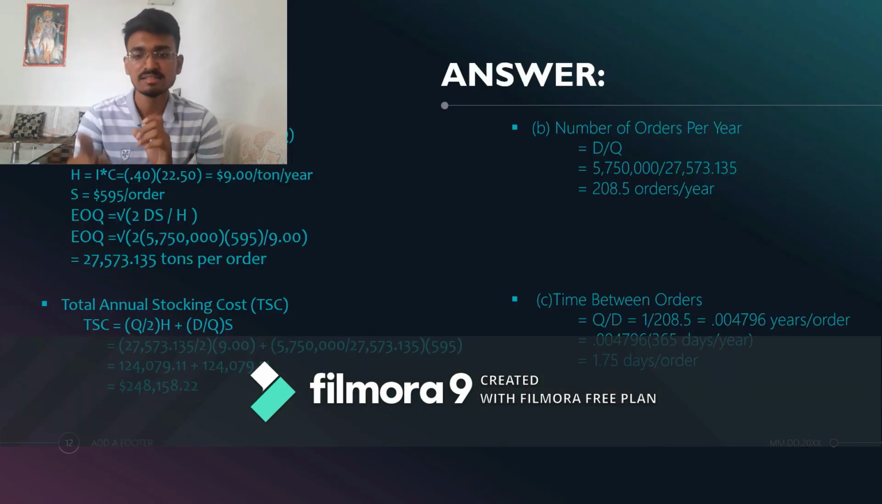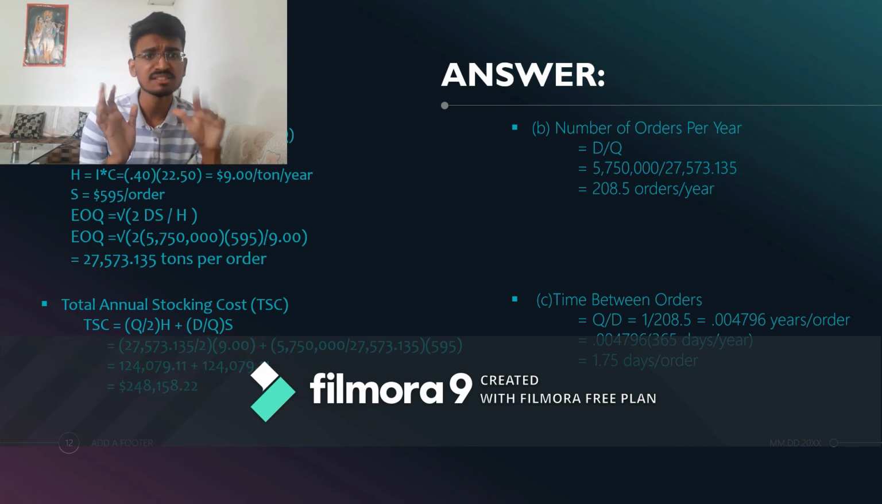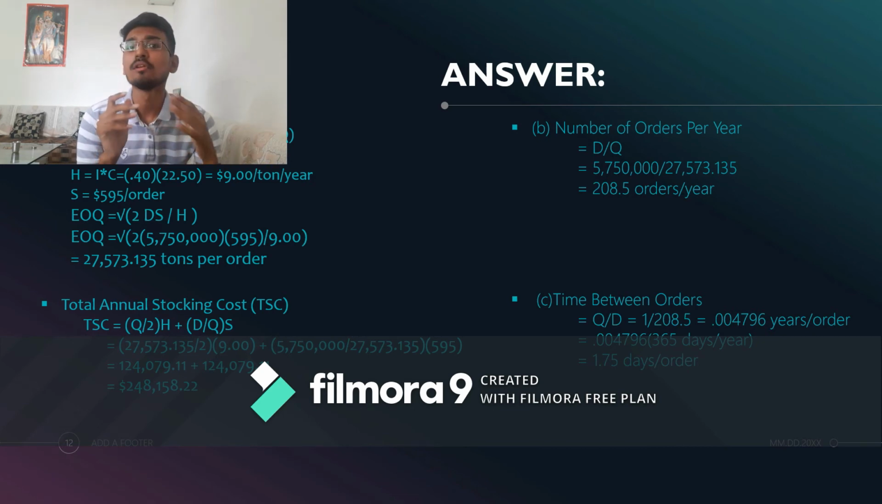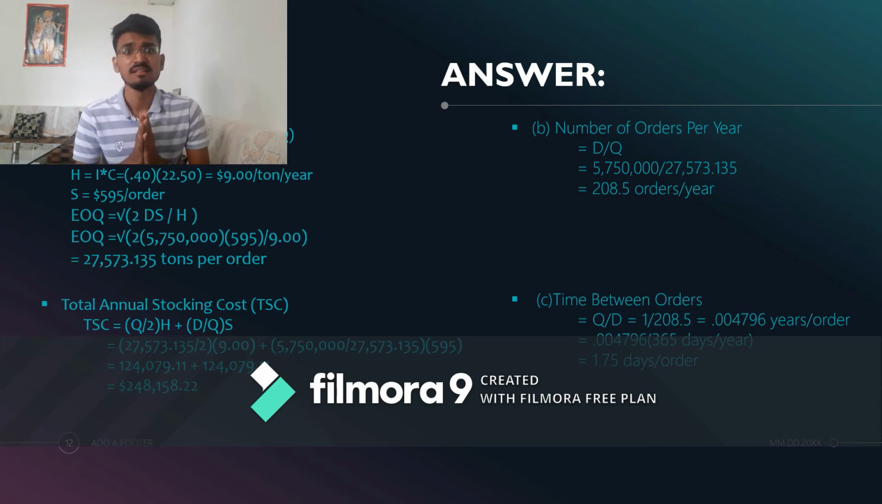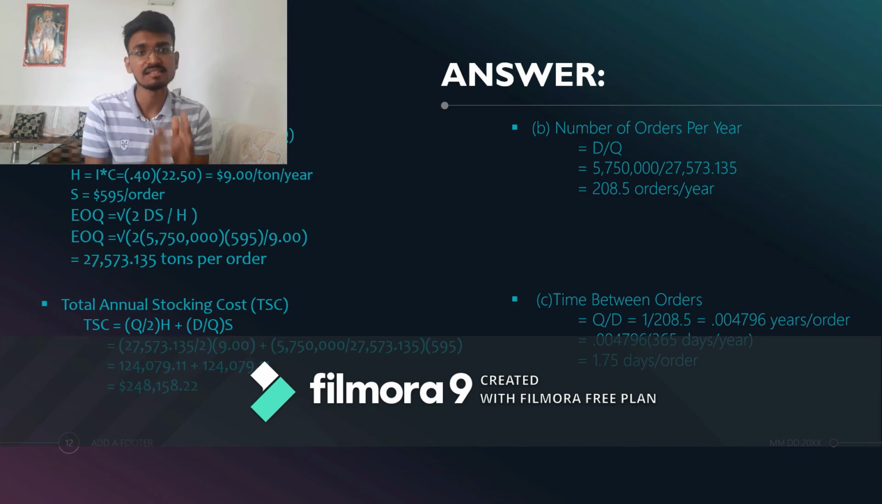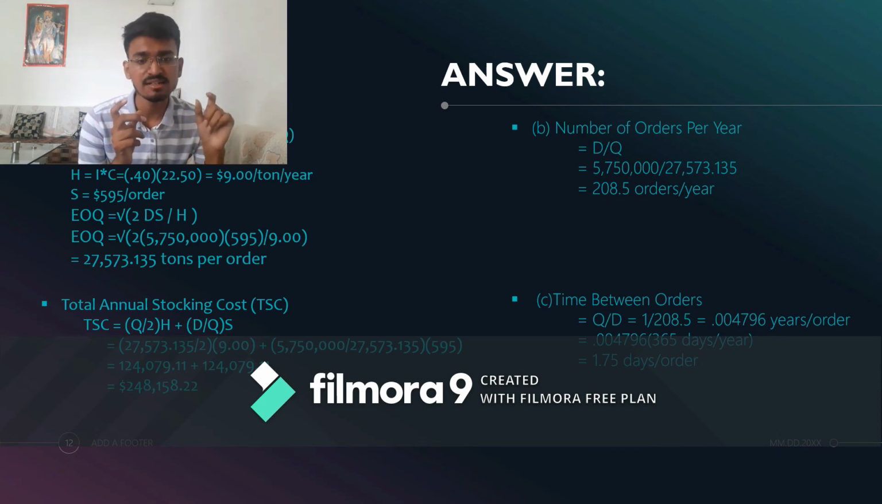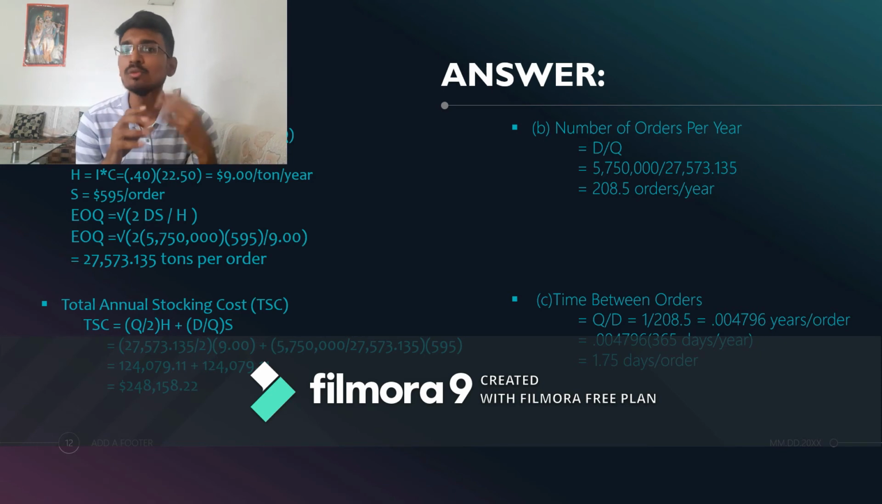First, let's see the economical order quantity, EOQ. We have the formula square root of 2 into D into S divided by H. So H is not given here, right? But we can see C and I are given, so we can find H. H equals I into C, which equals 0.4 into 22.50, which gives us 9 tons per year, which is H, or holding cost.